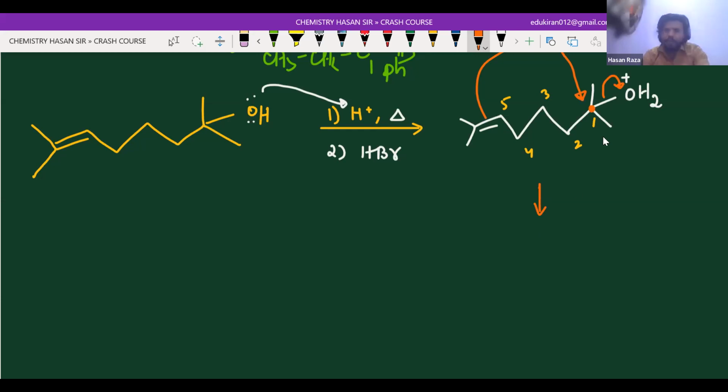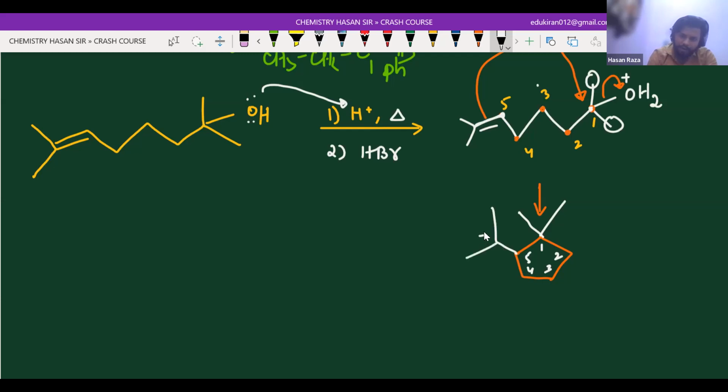We will get a 5-membered cyclic ring. You can see 1, 2, 3, 4, 5. So I'm going to write it like this: 1, 2, 3, 4, 5, and I'm going to write from here 1, 2, 3, 4, 5. At the first carbon, there are 2 methyl groups, so I'm going to write it like this. And at the 5th carbon, since this bond is broken, it will be like this. You can see a single bond like this, and the positive charge comes here.